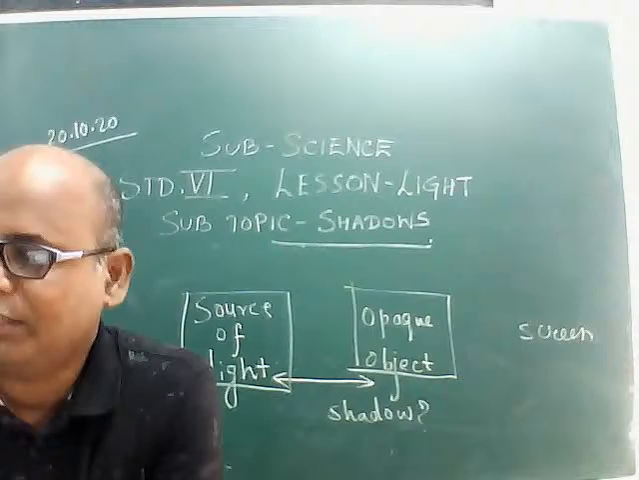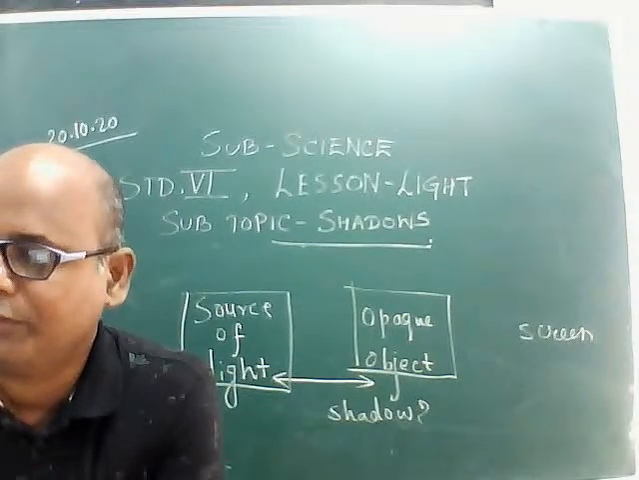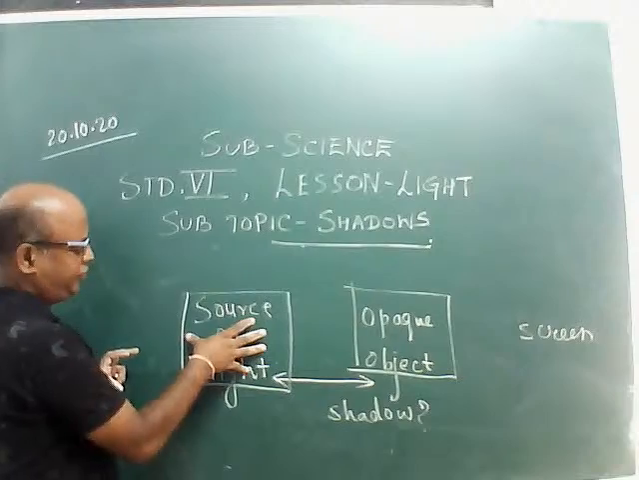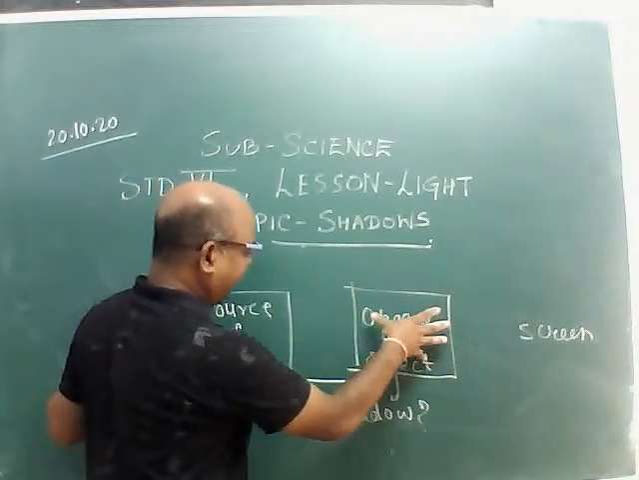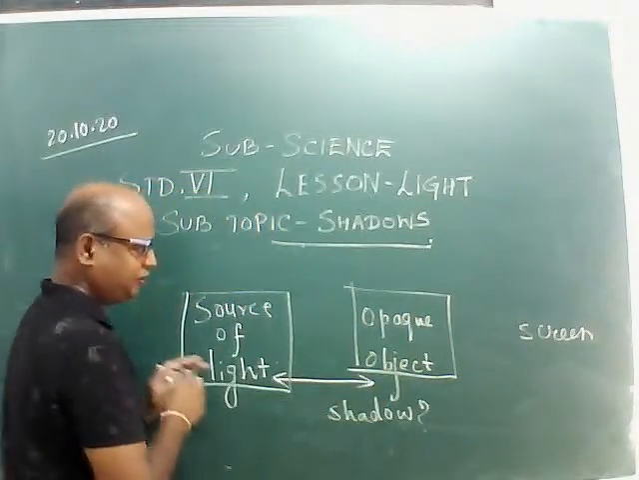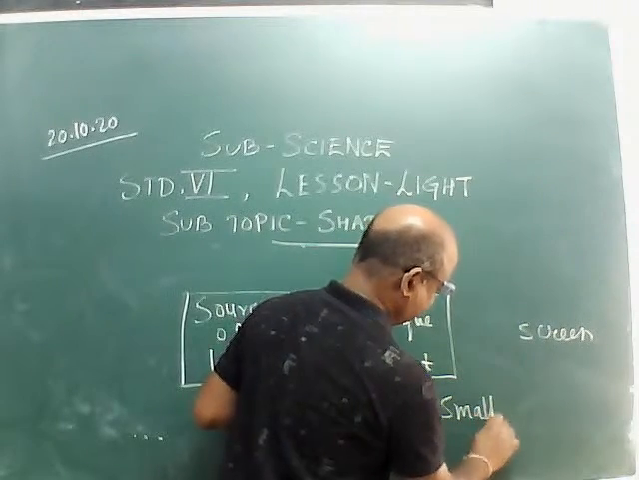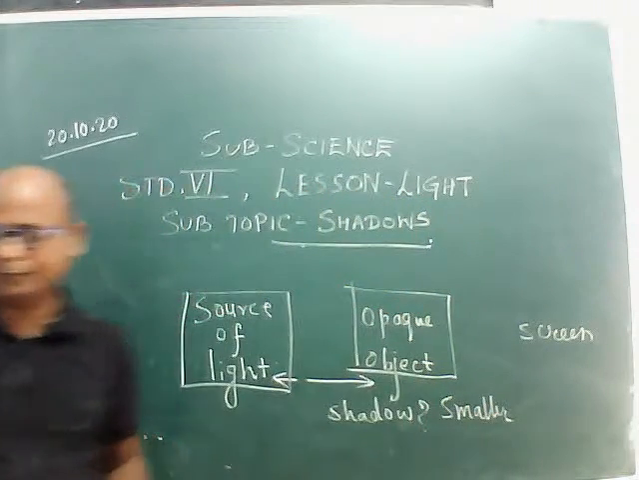If you increase the distance between source of light and opaque object, it will become bigger? Wrong. It will become smaller. If you increase the distance between source of light and opaque object, then the shadow will become smaller. Okay.